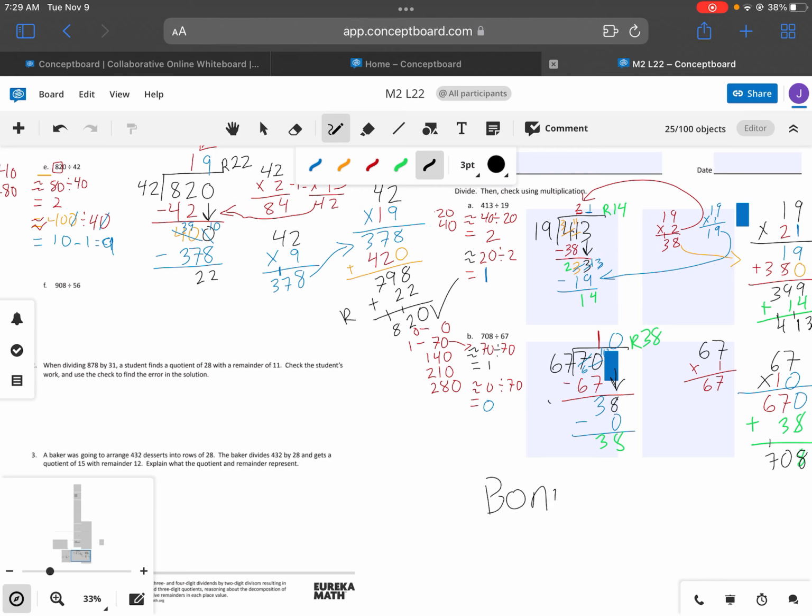Bonus word. Pencil. Oops. Can't see that. Pencil. Because my Apple Pencil is giving me so many problems. It's not the pencil, it's the tip, but I'm going to put pencil. All right.